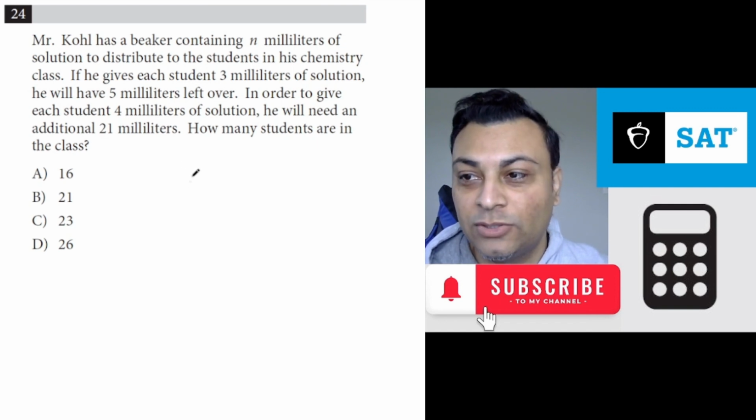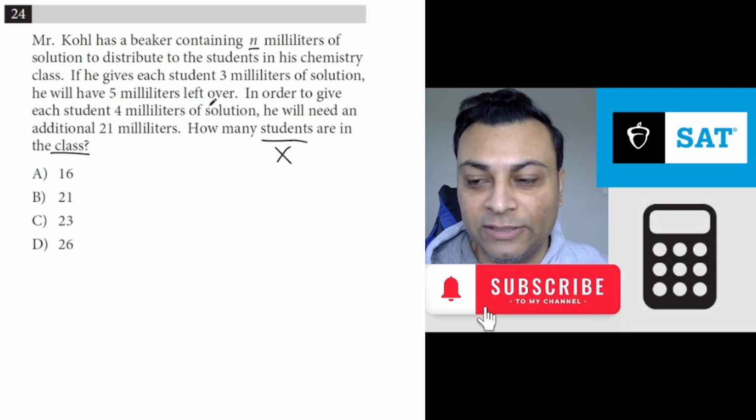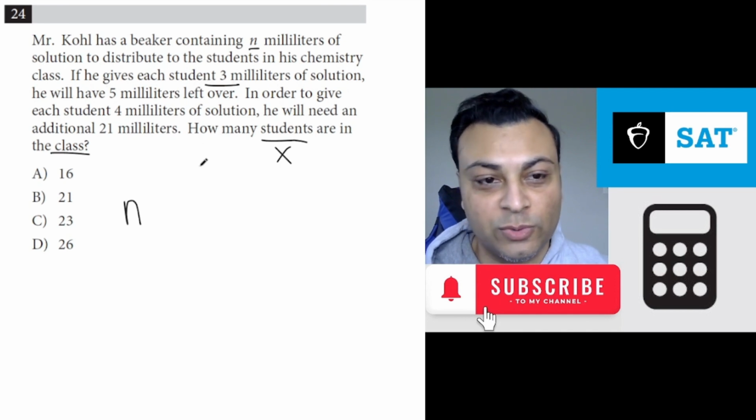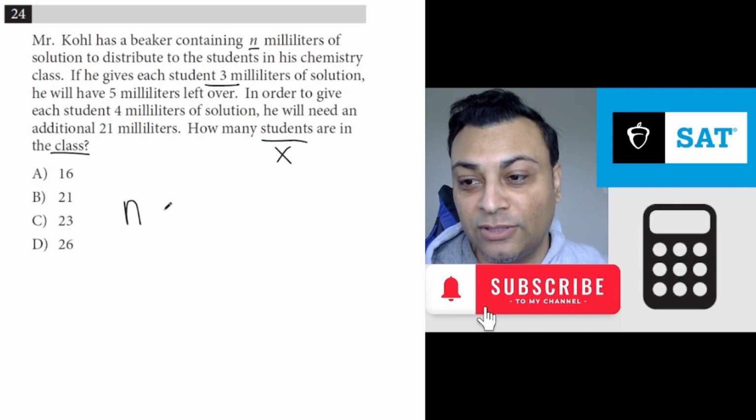Okay, so we have n milliliters. Students in the class, let's call that x. So we have x students. Now, if you start with n milliliters and you give away 3 milliliters per student, so 3 times x because there are x students, you would still have 5 left over at the end of the day.